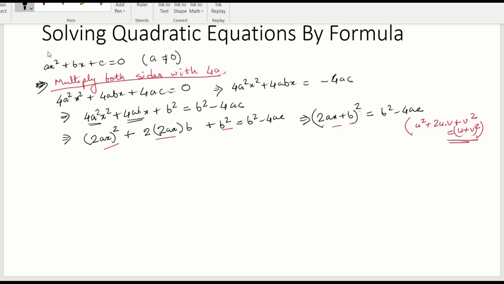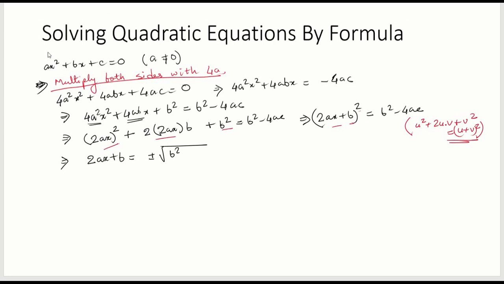Okay, so now what we will do, we will take a square root on both sides of the equation. So we take a square root and we get 2ax plus b. We take a square root here, we get plus minus root over b square minus 4ac. Now we will find the value of x in this equation. We will write x equals minus b, and everything else we will move to the other side of the equation: plus minus root over b square minus 4ac by 2a.